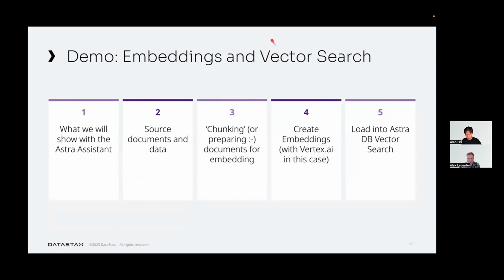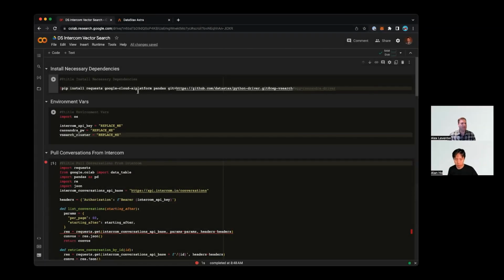Yeah, let me share my screen again. So what you're looking at here is a Colab notebook where we demonstrate how you can potentially process all your data like Alan just mentioned. I'm just going to walk through all the cells and how you could potentially build an app to do this. So at the top, really basic setup, right? We install all our necessary dependencies. Like Alan said, we're using Vertex AI for this demo, so we need to install Google dependencies along with our own Python driver that supports vectors.